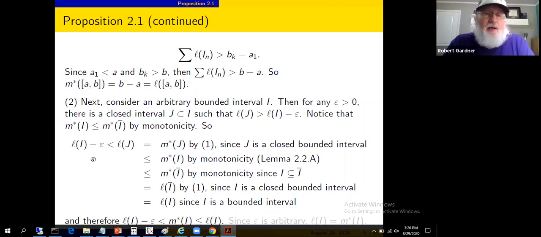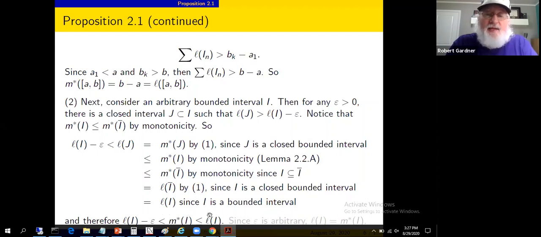So we've established length of I minus epsilon is strictly less than outer measure of I, which in turn is less than or equal to the length of I. So we've established this kind of thing here. Remember where we're going. We're trying to show for interval I, the outer measure of I equals the length.